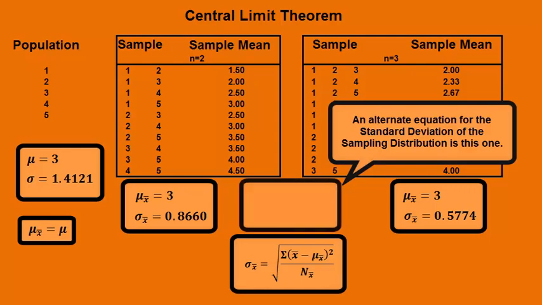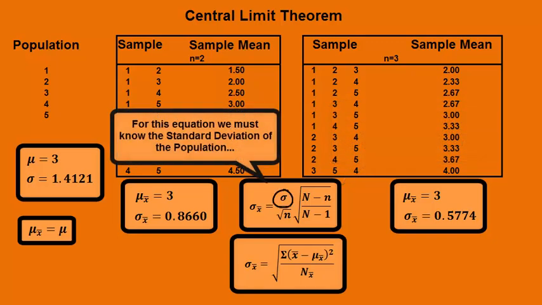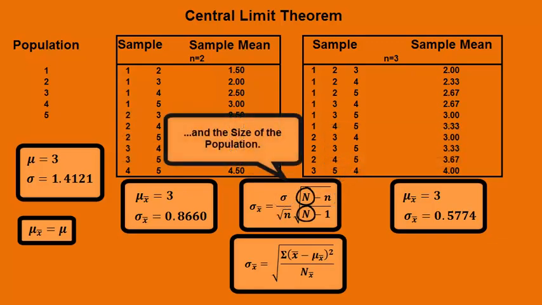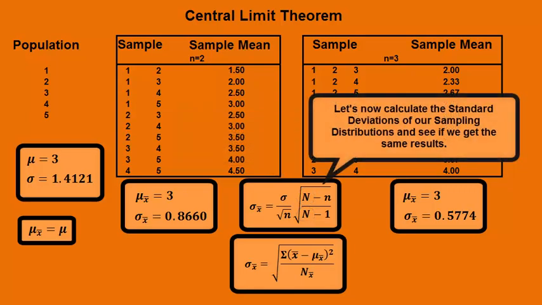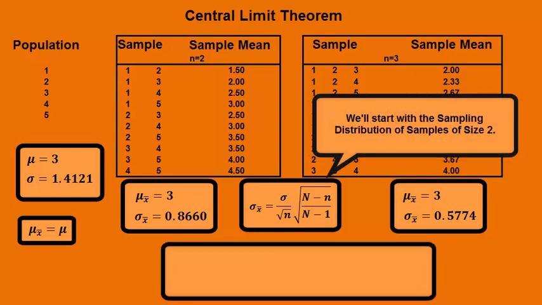An alternate equation for the standard deviation of the sampling distribution is this one. For this equation, we must know the standard deviation of the population, the size of the samples, and the size of the population. Let's now calculate the standard deviations of our sampling distributions and see if we get the same results. We'll start with the sampling distribution of samples of size 2.